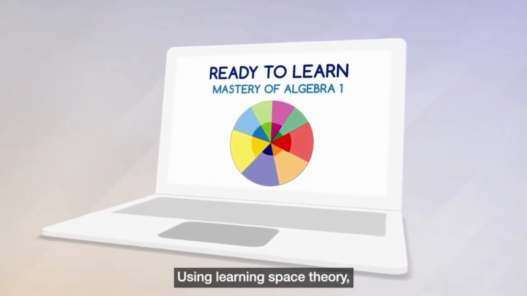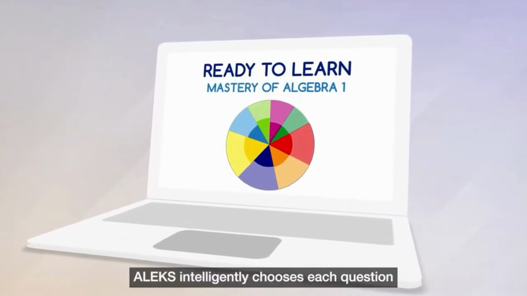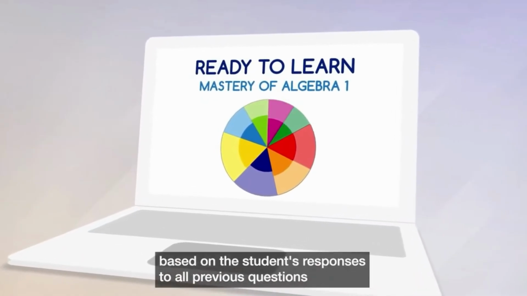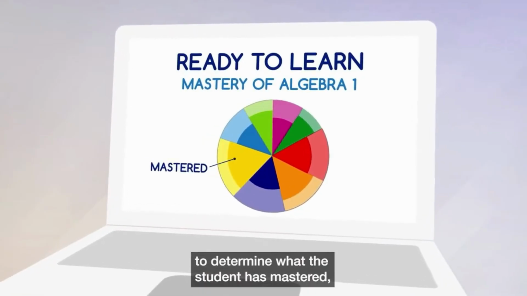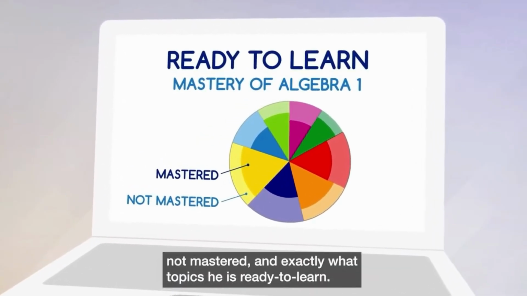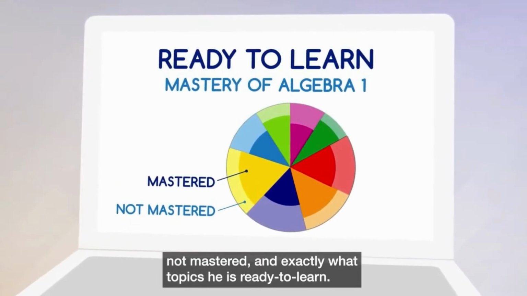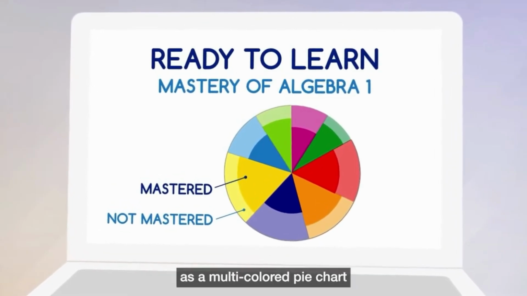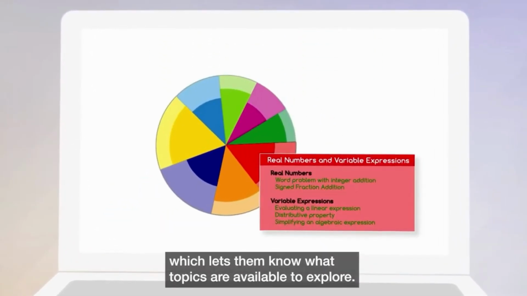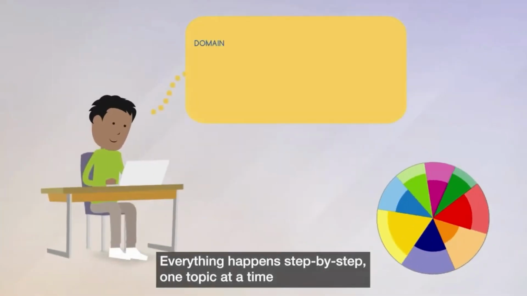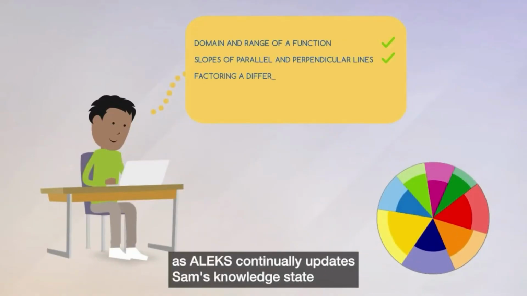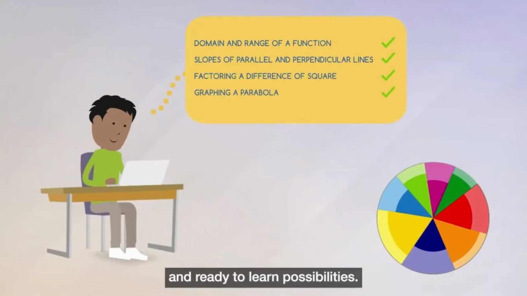Using learning space theory, ALEKS intelligently chooses each question based on the student's responses to all previous questions to determine what the student has mastered, not mastered, and exactly what topics he is ready to learn. The student sees their knowledge state as a multicolored pie chart, which lets them know what topics are available to explore. Everything happens step by step, one topic at a time, as ALEKS continually updates Sam's knowledge state and ready-to-learn possibilities.